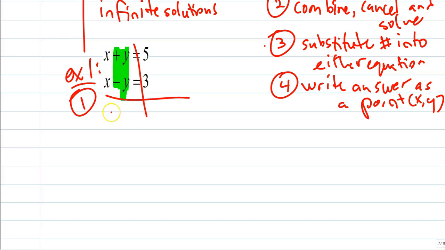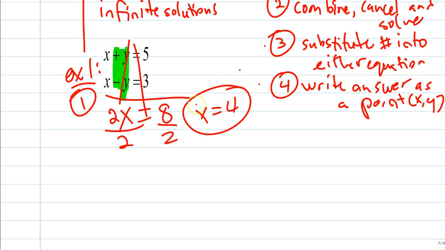What is x plus x? What is positive y minus y? And what is 5 plus 3? Don't forget to substitute and, or combine, cancel, and solve. So we still have to divide to get that x is equal to 4. Is that our answer? Short answer is no. We have to still take that number and we still have to substitute.